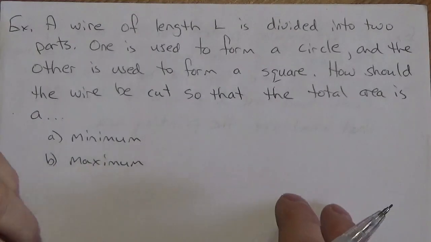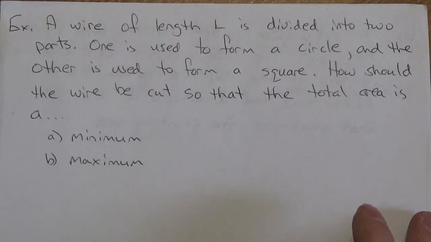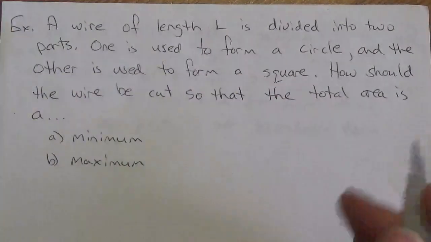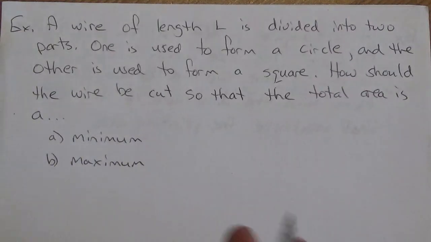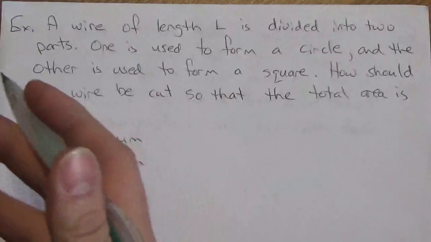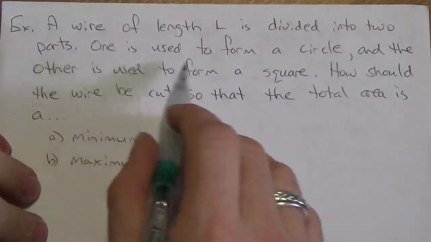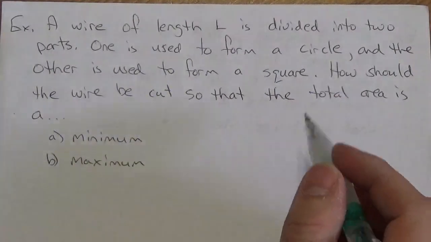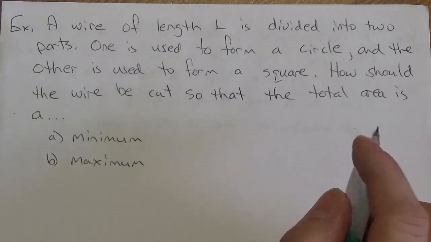All right, everybody. So now we're going to take a look at some more maximization, minimization problems here. And this one is a classic one. A wire of length L, and sometimes you'll be given a number there, but you don't really need to. You can just state the letter L as the length here, is divided into two parts. One is used to form a circle, and the other is used to form a square. And again, you don't have to stick with these shapes either, but this is the most common way to approach this problem.